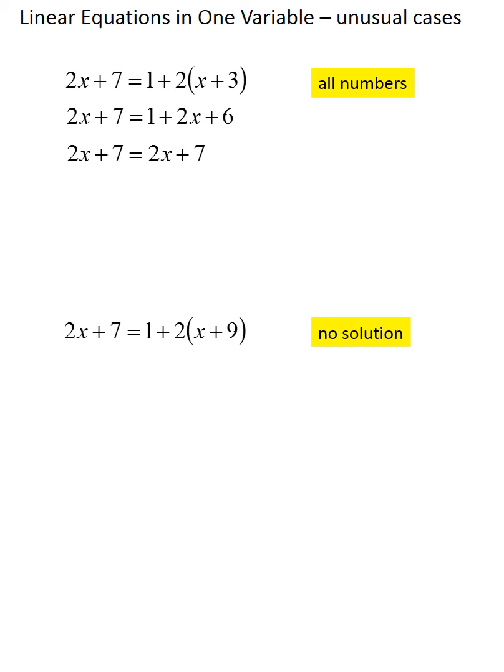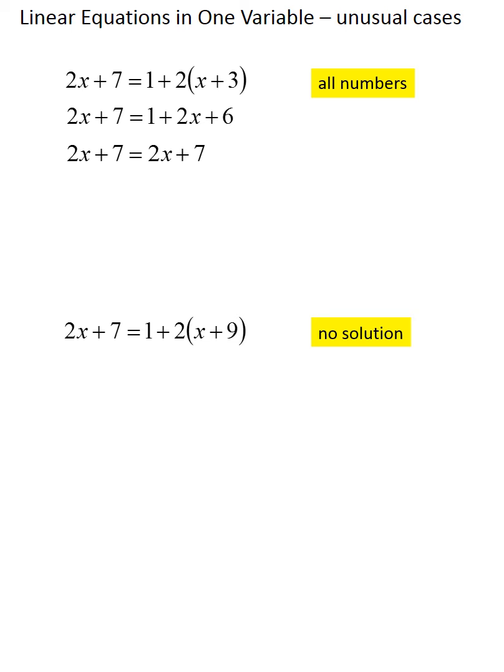Now do you see why this is an all numbers problem, meaning any number for x would be a solution? Because this equation says 2x plus 7 equals 2x plus 7. Isn't it true for any number that 2 times that number plus 7 is the same as 2 times that number plus 7? Well, that's the justification for this being an all numbers problem. But if you don't see it yet, let's proceed.